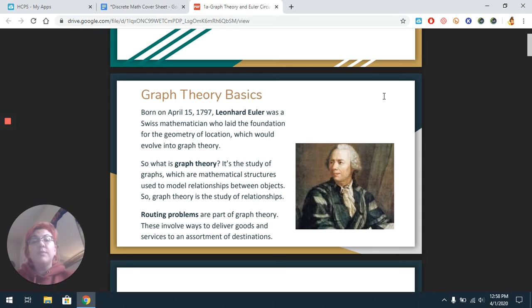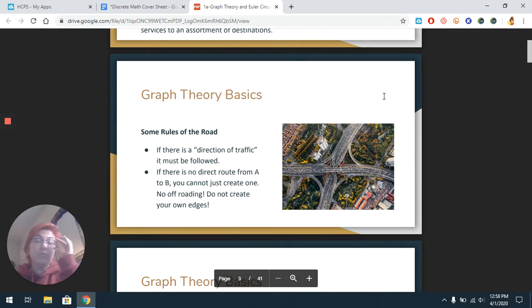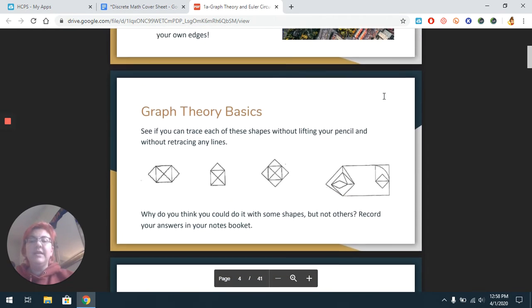Now, one of the big things we look at in graph theory are called routing problems. And that's where we look at how we deliver goods and services to different destinations. So we've got a few rules of the road here, folks. Number one, if there's a direction of traffic, you have to follow it. Number two, if there is no direct route from A to B, you can't make one. No off-roading, no creating your own edges. You just can't go there.